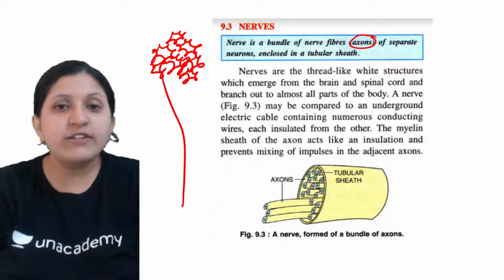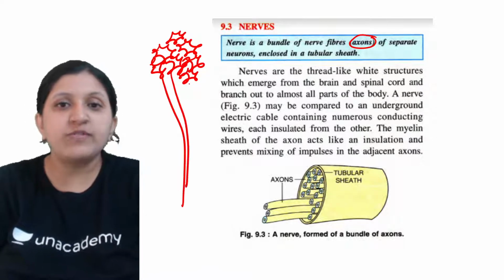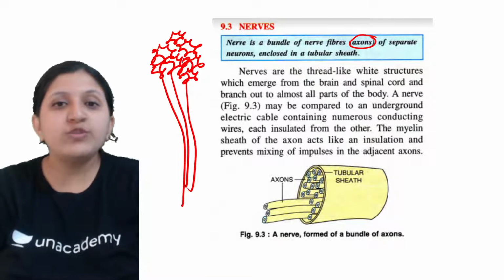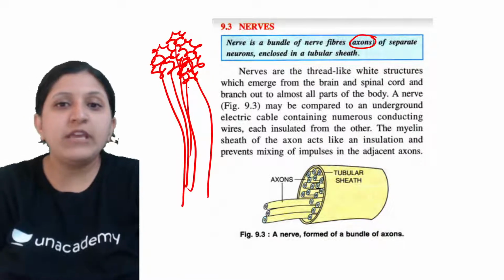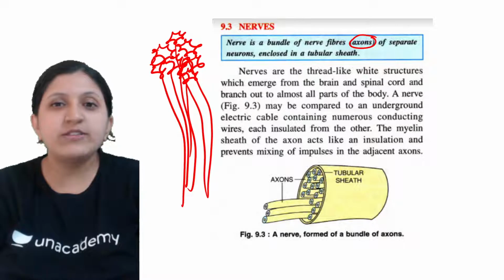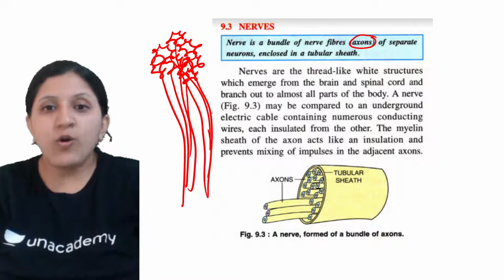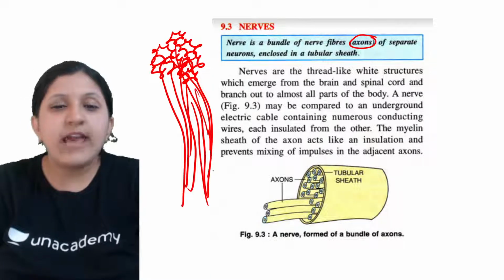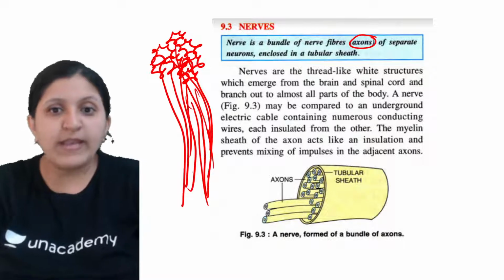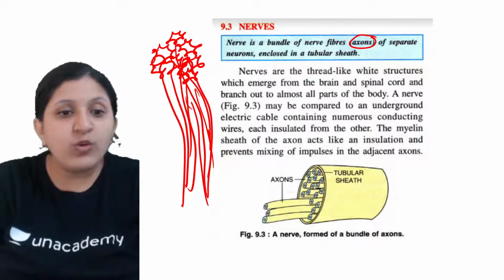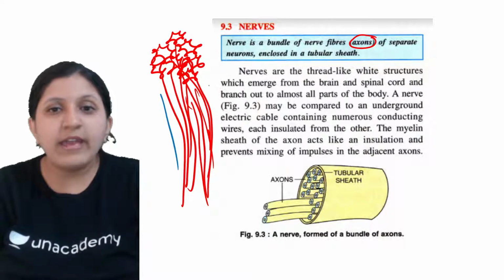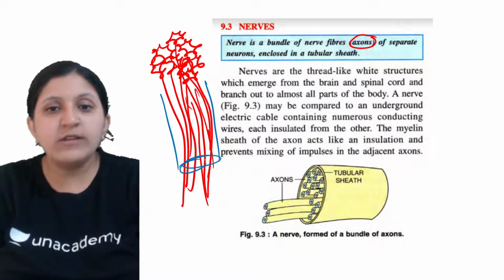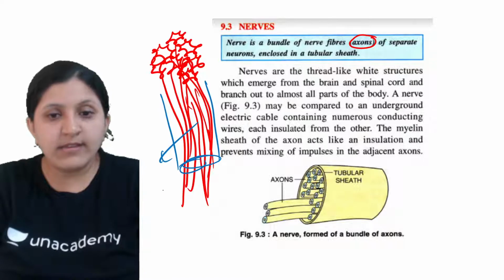Okay, so let's draw this one. From each one of these, an axon has to come. There is an axon which is entering from each one of these, so each one of these neurons is providing its own axon. Now this is an axon coming from the cell body, and it is enclosed within a tubular sheath. So this we call a nerve.